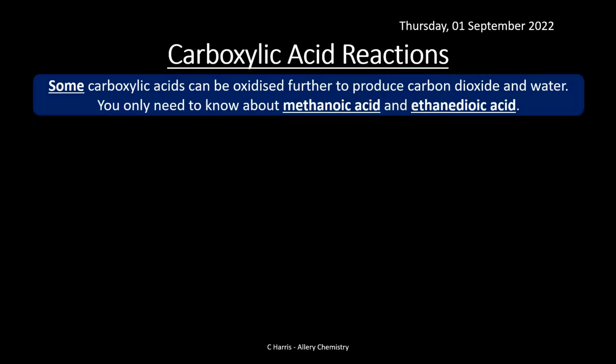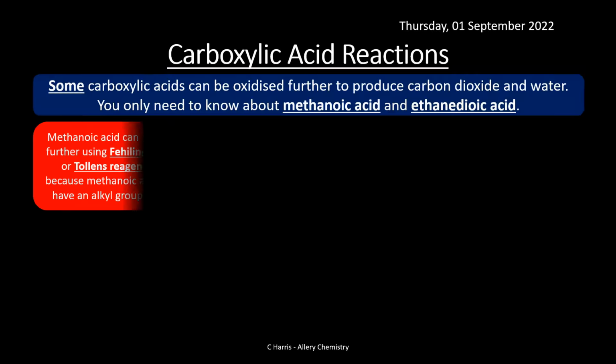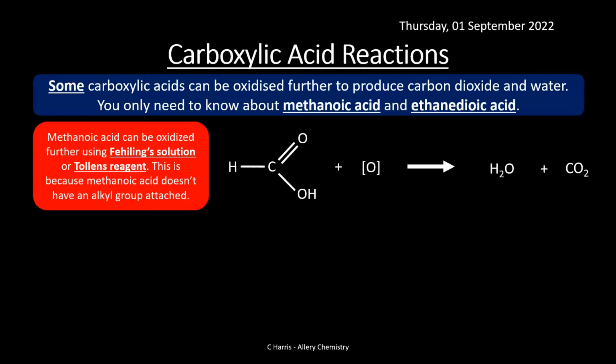Okay, so some carboxylic acids, we can oxidize them further to produce carbon dioxide and water. Now, we only need to know about methanoic acid and ethane dioic acid in this example. So methanoic acid can be oxidized further. We're using Fehling's solution or Tollens reagent. This is because methanoic acid doesn't have an alkyl group attached to it, so we can actually use it. So there's your methanoic acid, which is here. We're going to use an oxidizing agent using these reagents here, and we can produce water and carbon dioxide.